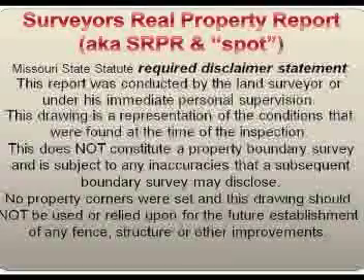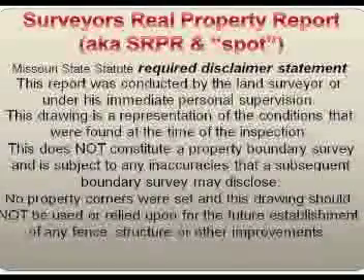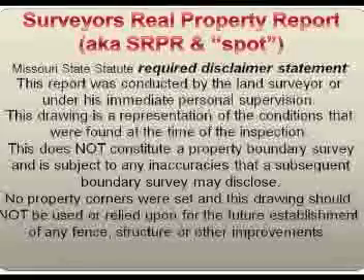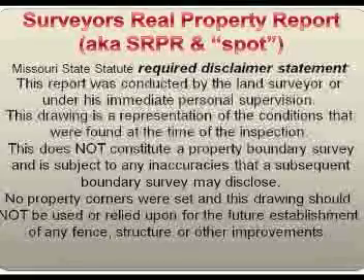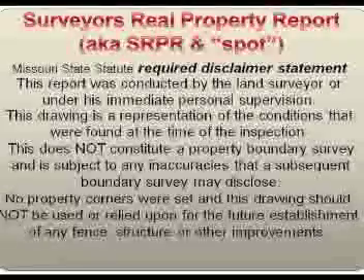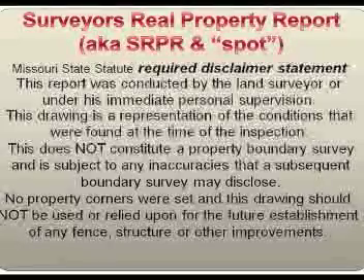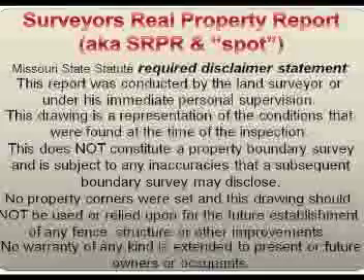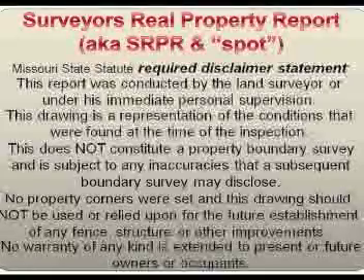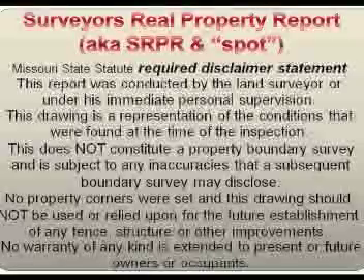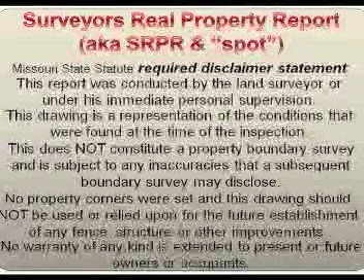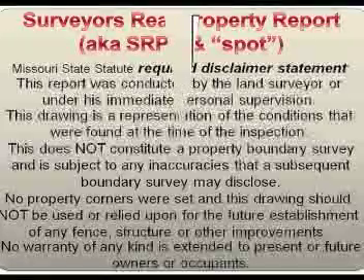No property corners were set, and the drawings should not be used or relied upon for the future establishment of any fence, structure, or other improvement. Which means if your home buyer is planning on putting on a deck, or they want to build a shed, or they want to put up a fence, they cannot use a spot to get their permits, or to get permission, or to be able to know what it is that they own to put those items up on the property. And then, of course, there's no warranty of any kind to the present or future owners or occupants.